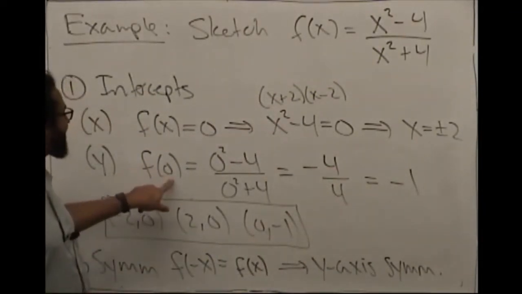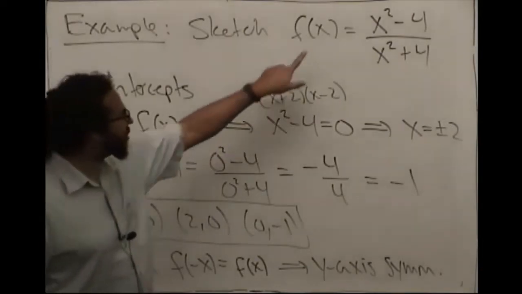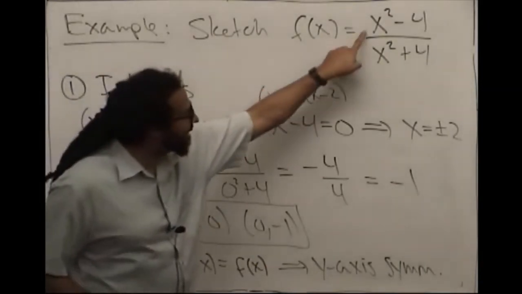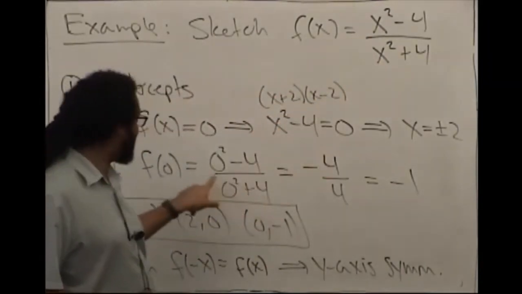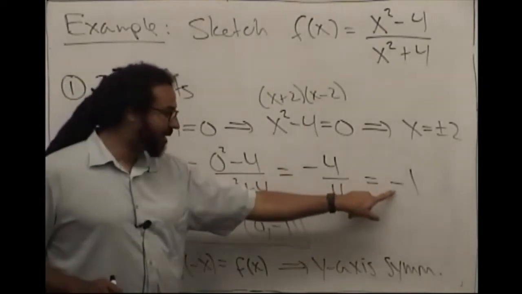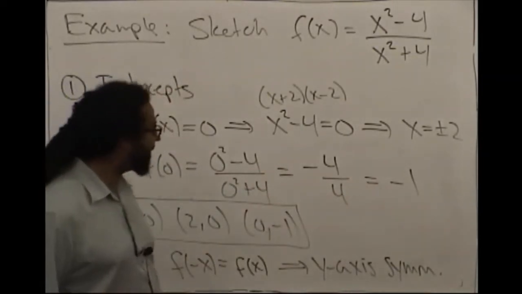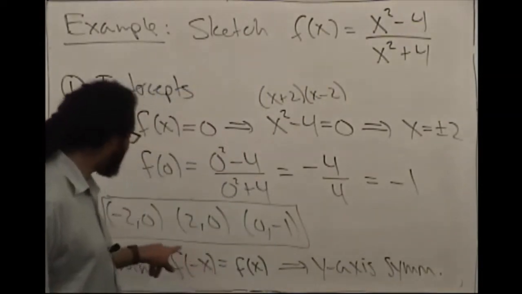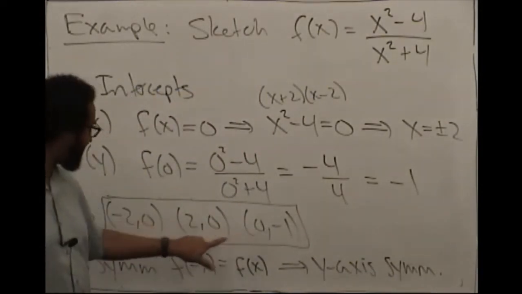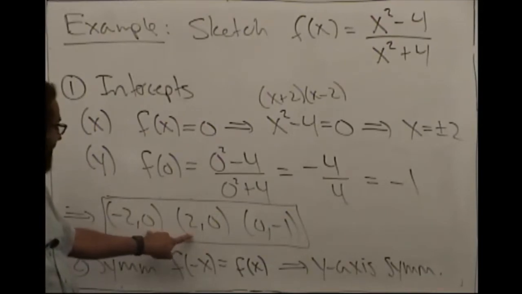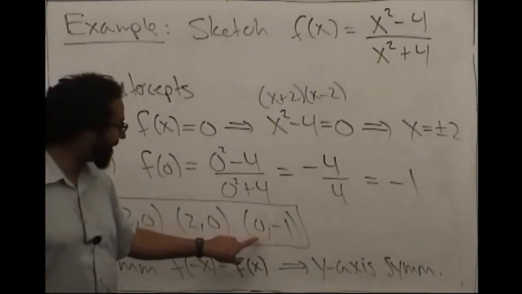The y-intercept happens when x is equal to 0. So I'm going to plug a 0 in everywhere I see an x. Here I get negative 4 over 4, which reduces to negative 1. So my y-intercept is (0, negative 1). So here are the three intercepts: (negative 2, 0) and (2, 0), the two x-intercepts, and the y-intercept (0, negative 1).